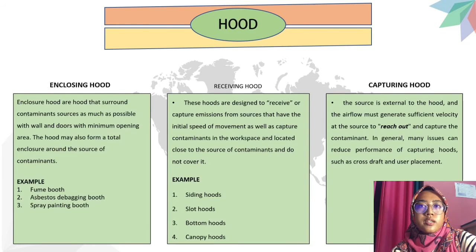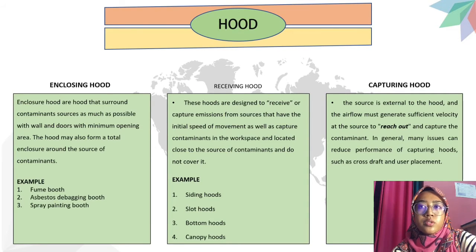Enclosing hood. Enclosing hoods are hoods that surround the contaminant source as much as possible with walls and doors with minimum opening area. The hood may also form a total enclosure around the source of contaminants. For example, fume boards, asbestos debagging boards, and spray painting booths.